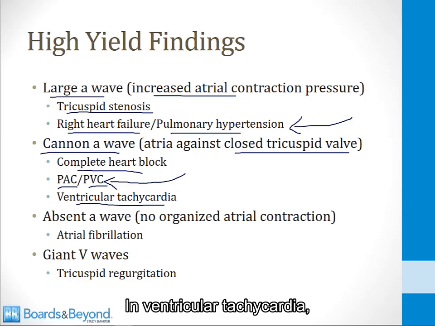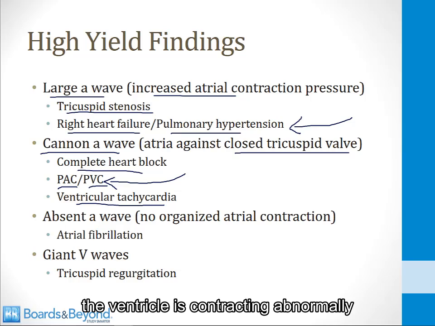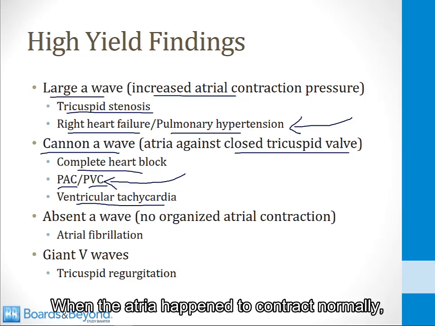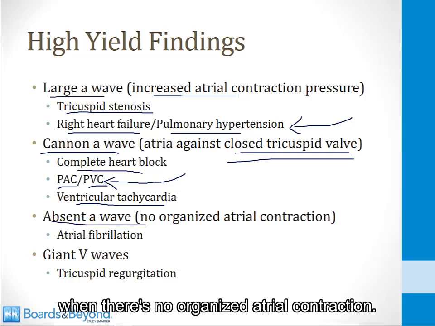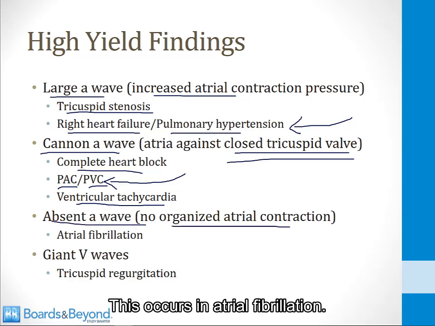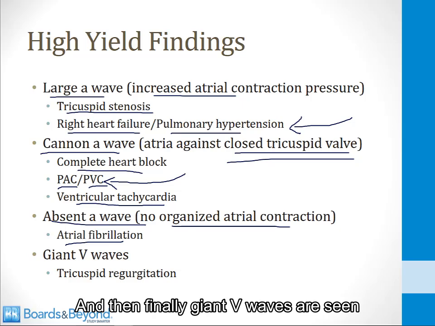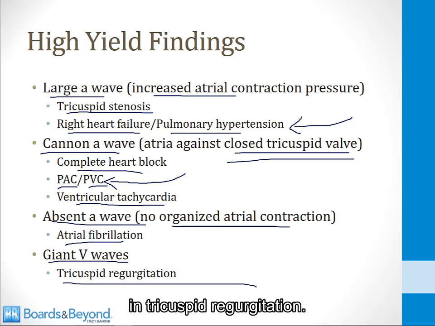In ventricular tachycardia, the ventricle is contracting abnormally at a very high heart rate. When the atria happen to contract normally, they can contract against a closed tricuspid valve. An absent A wave occurs when there's no organized atrial contraction. This occurs in atrial fibrillation. And then finally, giant V waves are seen in tricuspid regurgitation.